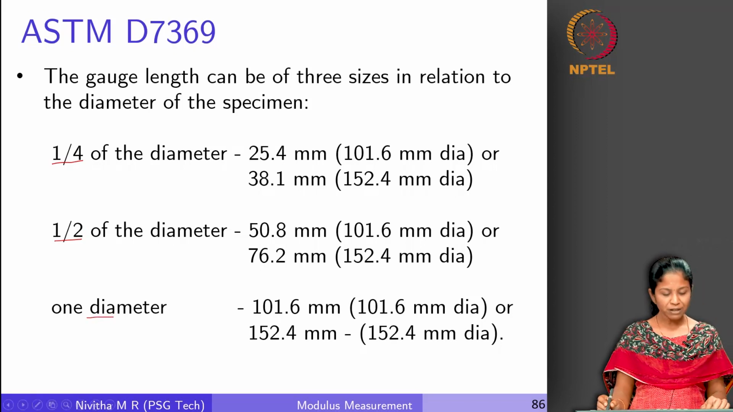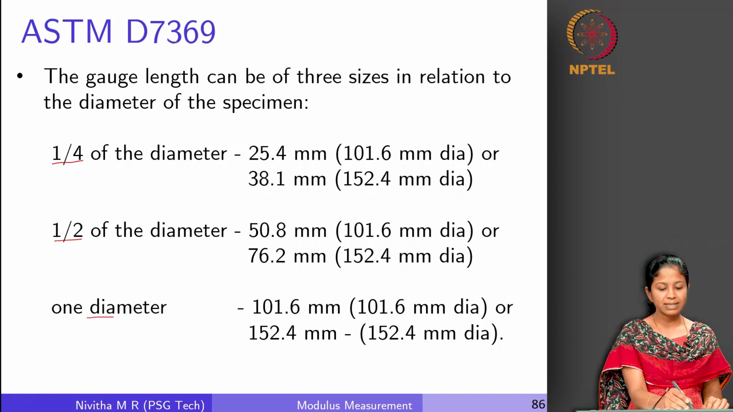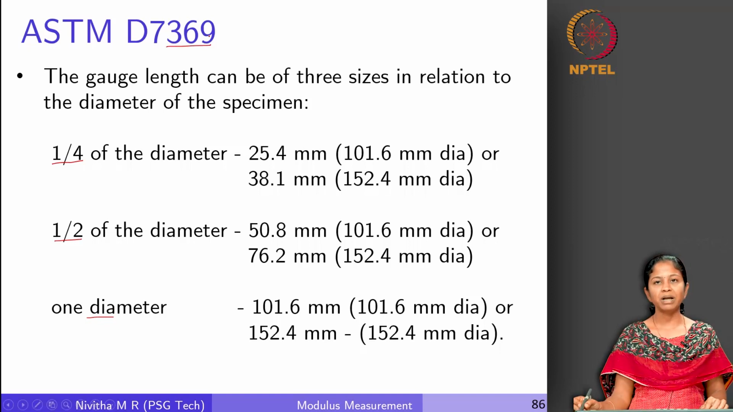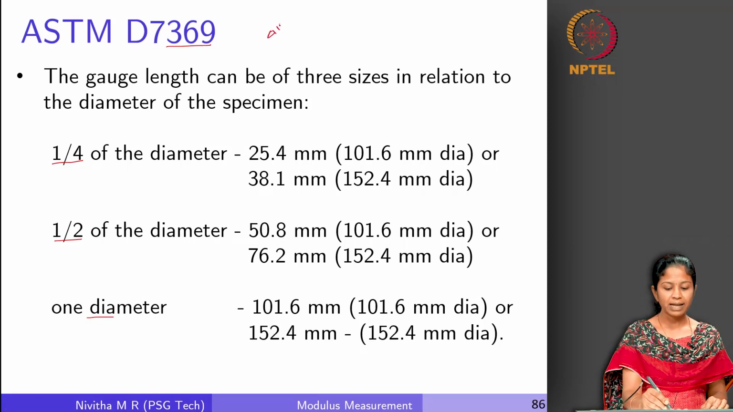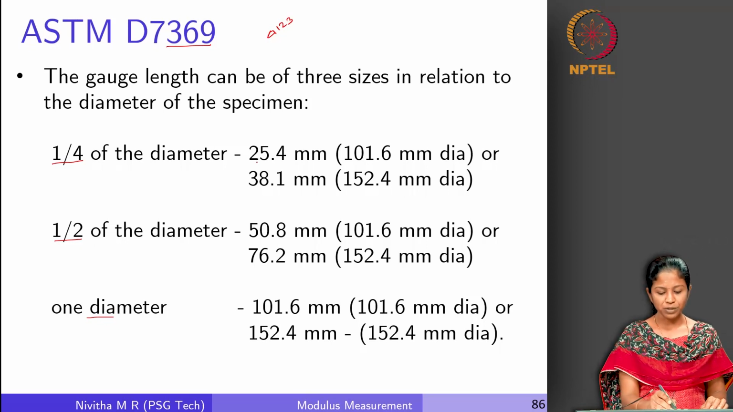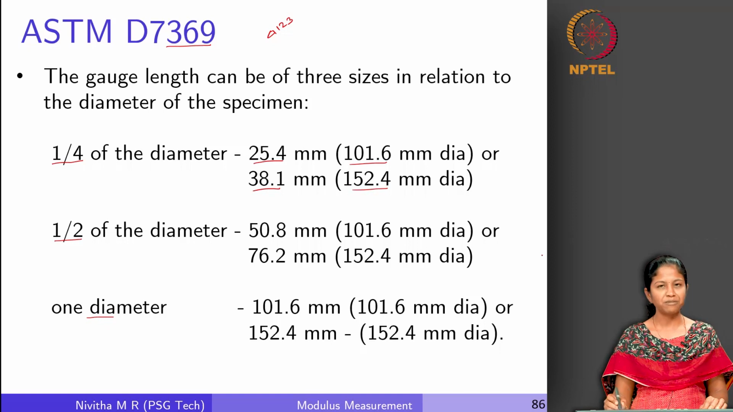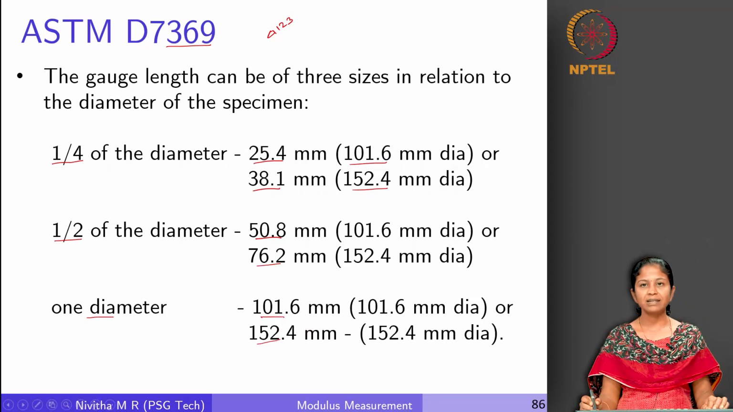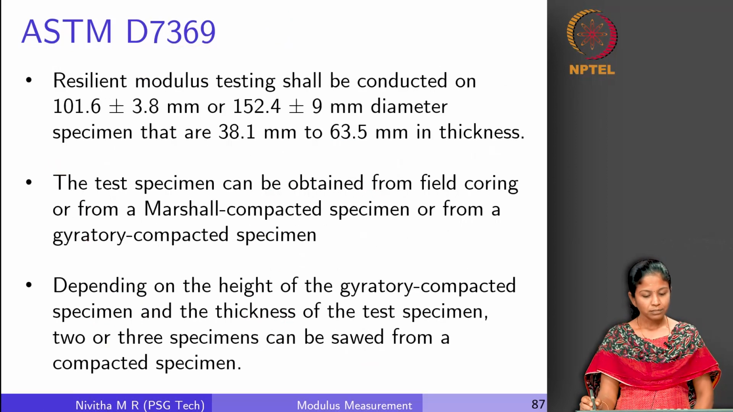So, if you use the full diameter case for ASTM D7369, the results would be comparable to what we get from ASTM D4123, right, but we have options. So, it could be 25.4 mm for 101.6 mm dia sample or 38.1 for 150 mm dia sample, and half we can see 50.8 and 76.2 or the full diameter, right. So, we can choose the gauge length that we have to use for measurement of this resilient modulus.